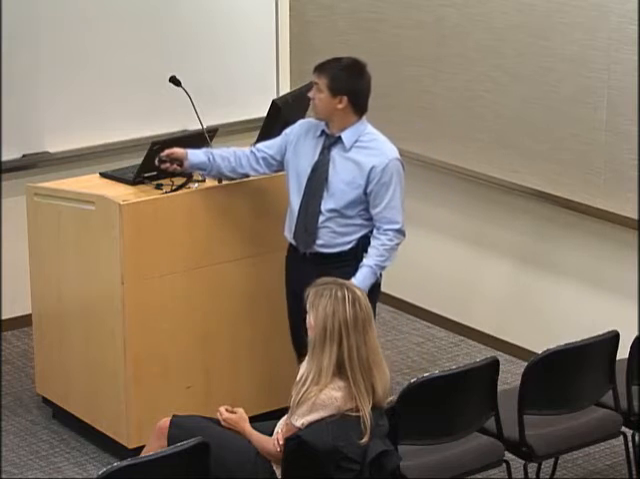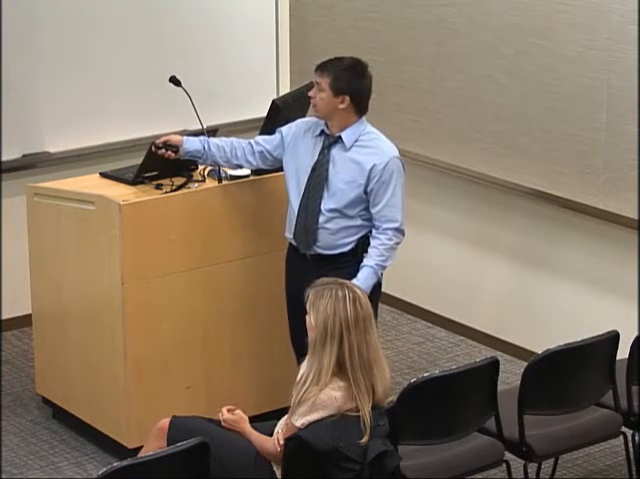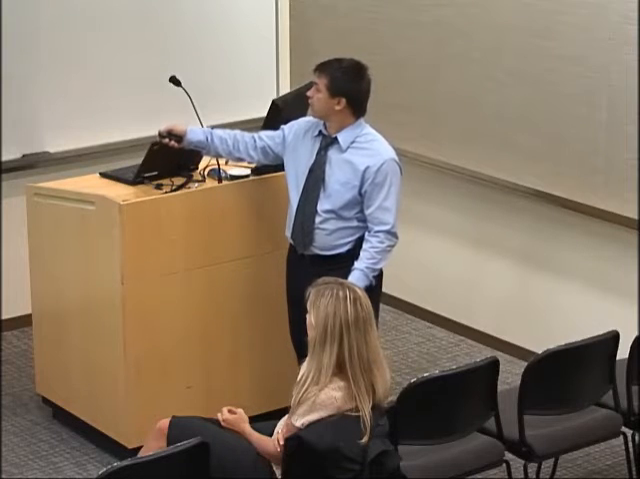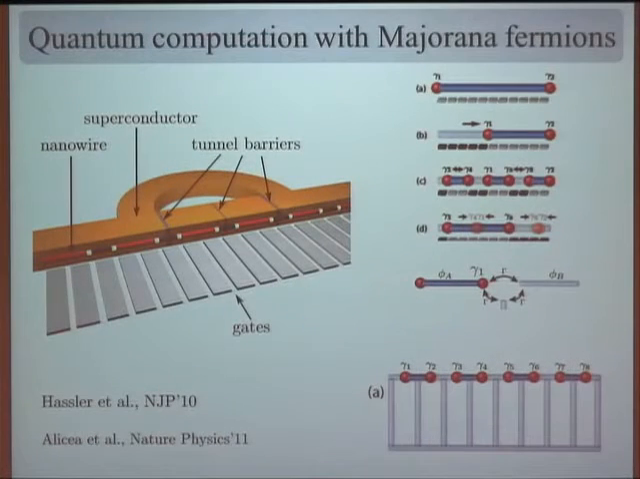Because if I create a T junction, I can move this particle here, then move this other particle here, then move it back, and so on. I can do the braiding operation that I mentioned before. So these wires essentially allow you to do braiding operations. The network of these wires allows you to exchange the particles, because it's essentially a two-dimensional network of one-dimensional wires.